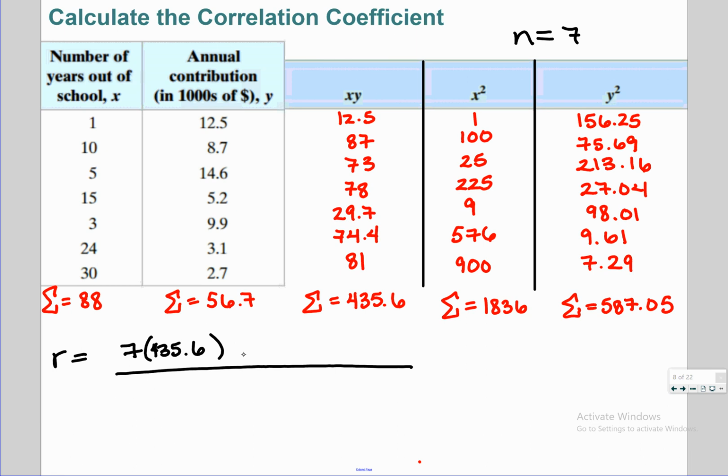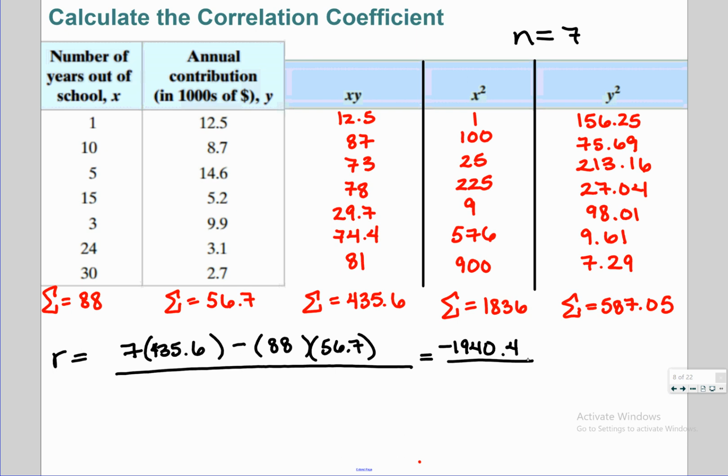Then I'm going to subtract the sum of the X's and the sum of the Y's multiplied together. The sum of my X's was 88. Sum of my Y's, 56.7. Okay, and I'm just going to go ahead and do that numerator real quick. So 7 times 435.6 minus 88 times 56.7. And I get negative 1940.4.